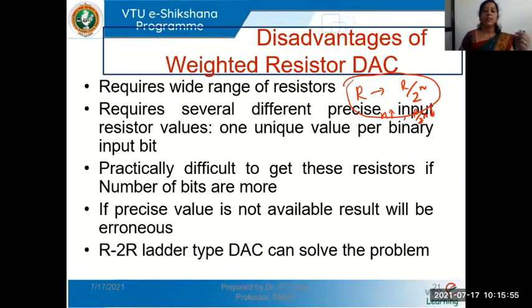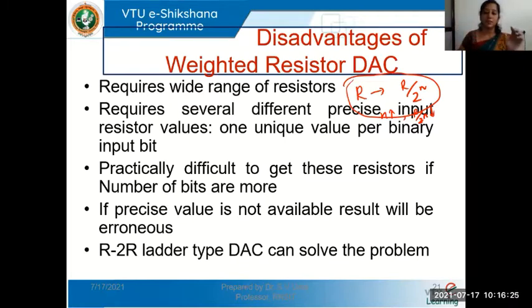Therefore, we'll go for designing a new type of digital to analog converter known as the R2R ladder. It is mainly called so because, as you will see, it will consist of only two resistor values, R and 2R, and it will form a ladder-like structure. We know a physical ladder which we use to climb to heights, right? Wherever you want to reach heights, you use a ladder and climb.